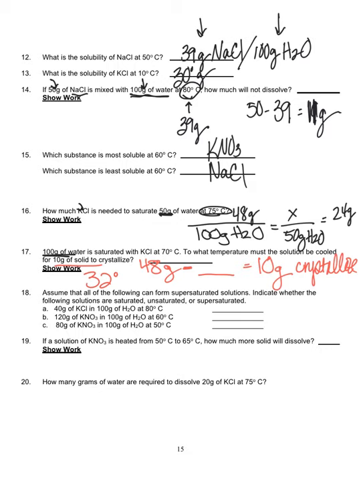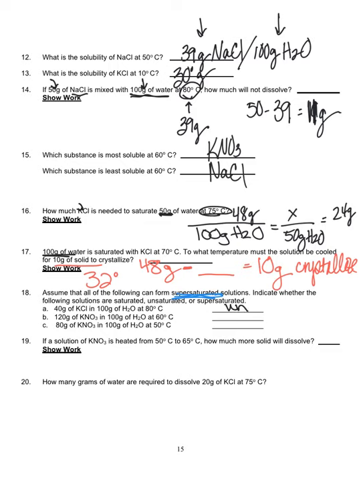Assume that all of the following can form supersaturated solutions. Okay, we form supersaturated by heating them up to a higher temperature, because the higher the temperature, the more you can dissolve, but then it's super unstable. So indicate whether the following solutions are saturated, unsaturated, or supersaturated. So 40 grams of KCl at 80, that one is unsaturated.